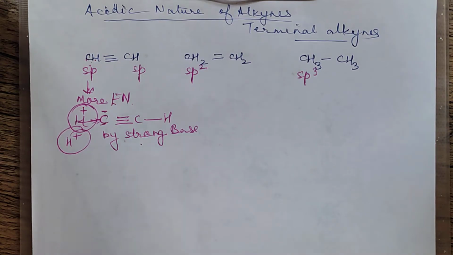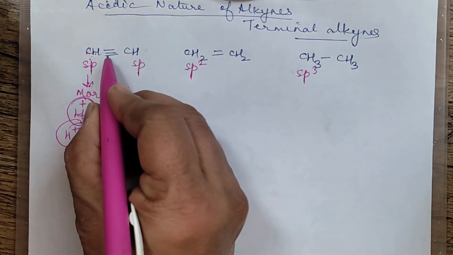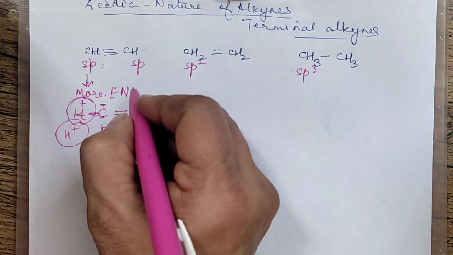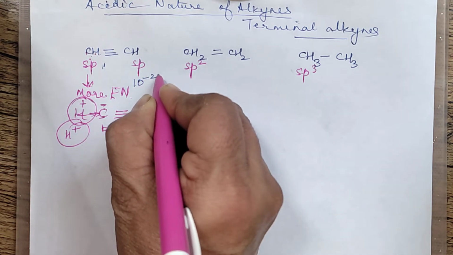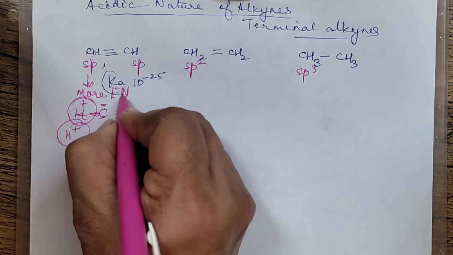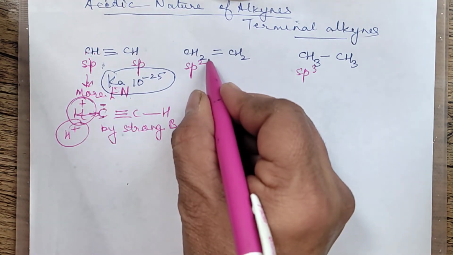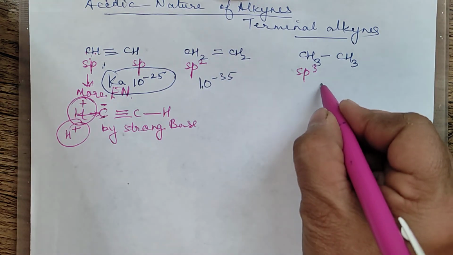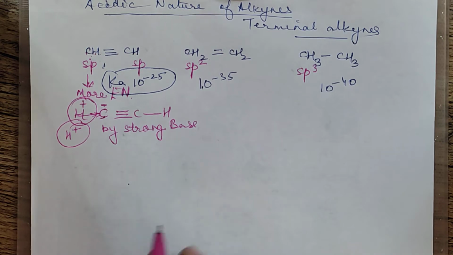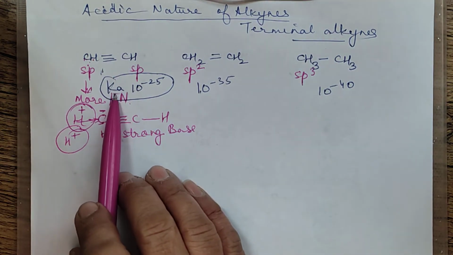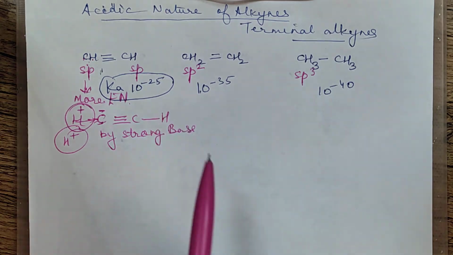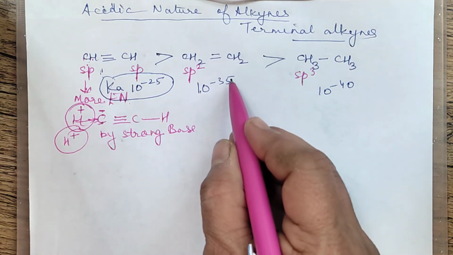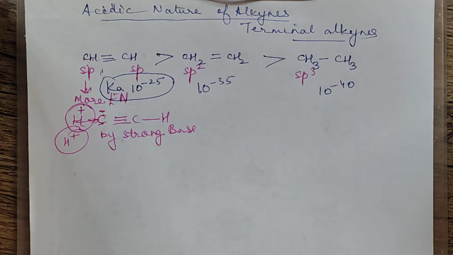The acidic nature can also be compared on the basis of their Ka values, the dissociation constant values. The Ka value for ethyne is of the order of 10 to the power minus 25. For ethene, the dissociation constant value is 10 to the power minus 35, and for ethane it is 10 to the power minus 40. We know that the higher the Ka value, the stronger the acidic nature. So ethyne is most acidic, then ethene, and ethane is least acidic.